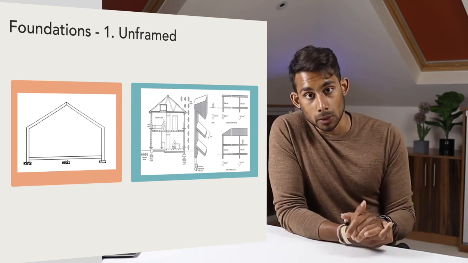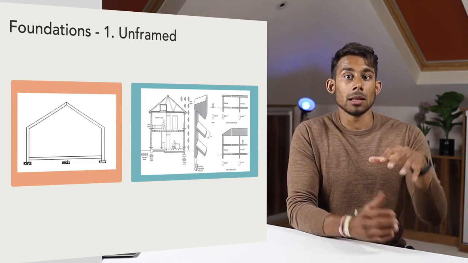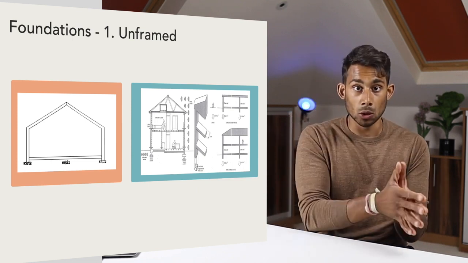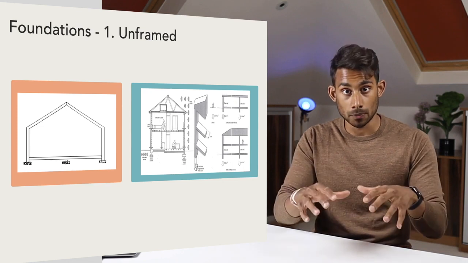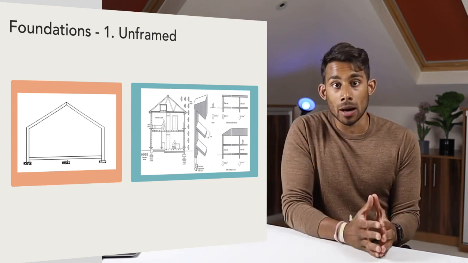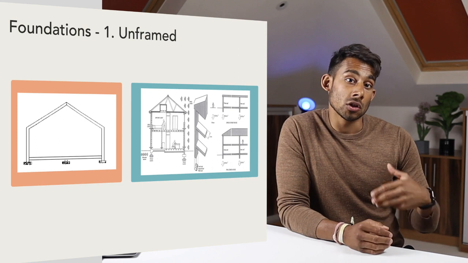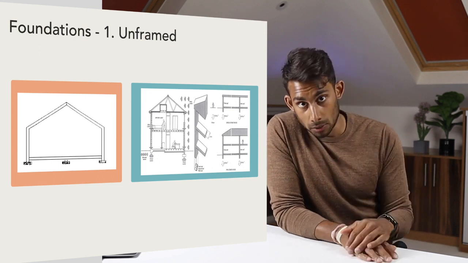Number one, unframed buildings. The term unframed means that there is no skeleton of steel or reinforced concrete taking the load. They are all essentially load-bearing walls, and you can see from the image the unframed building load path.